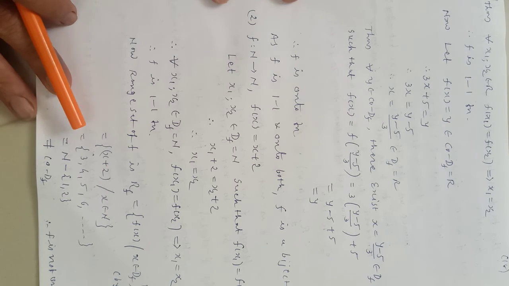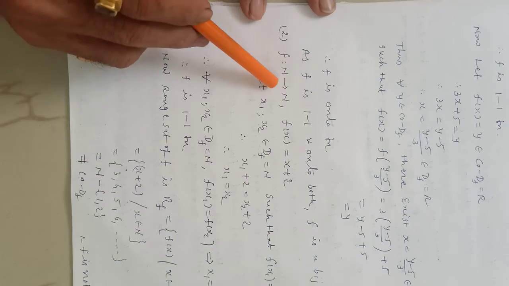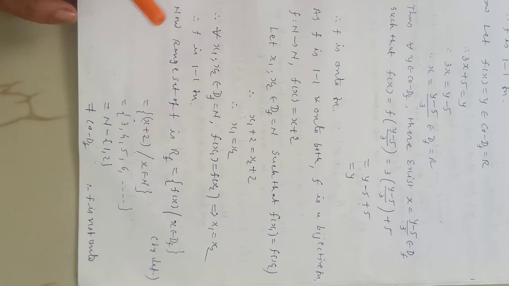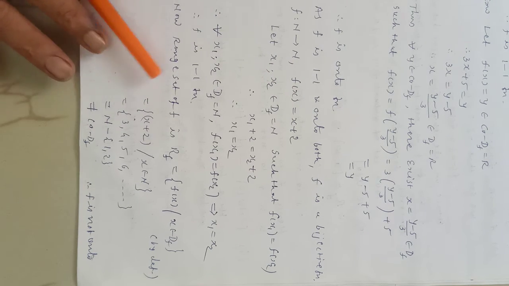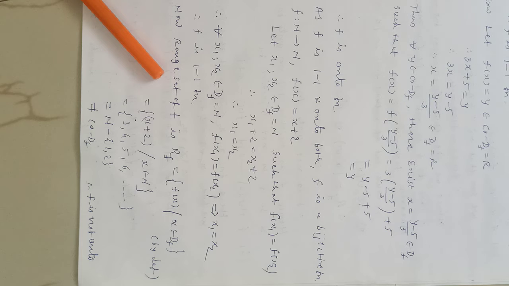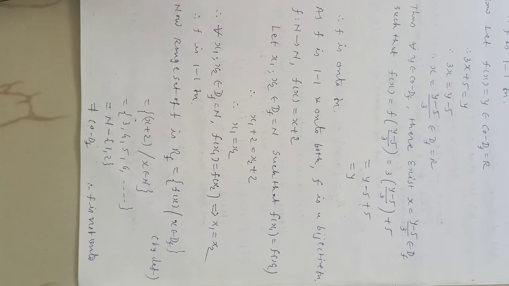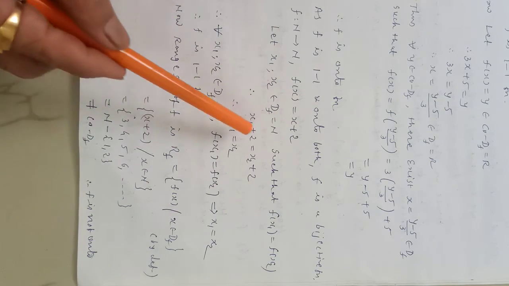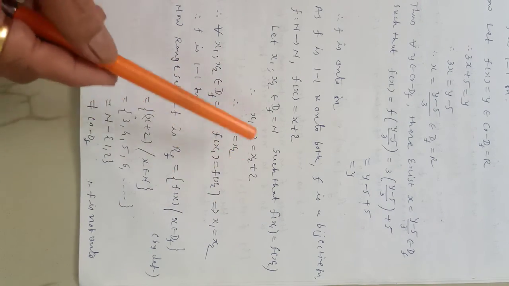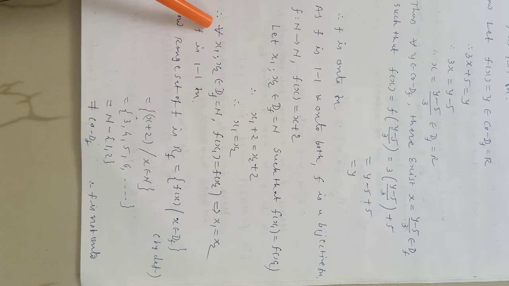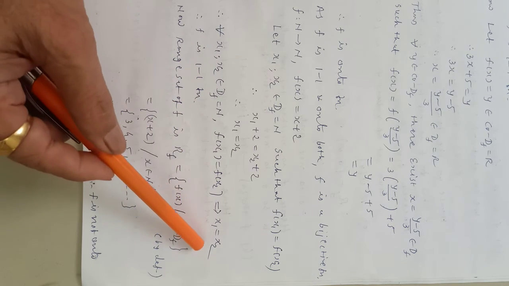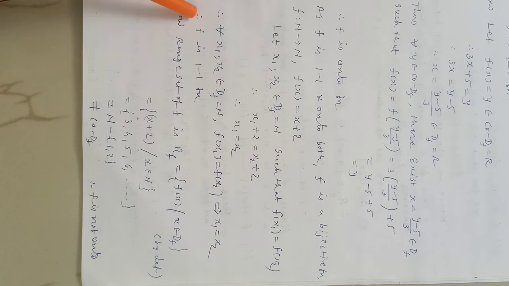Now look at the second function in your example: f from N to N, and f(x) = x + 2. Let's verify whether it is one-one or not. A very simple trick: you start by taking x1, x2 belonging to the domain of f, that is capital N, such that f(x1) = f(x2). Now f(x1) is x1 + 2 and f(x2) is x2 + 2. The 2 cancels, so x1 = x2. So for all x1, x2 in the domain of f, f(x1) = f(x2) implies x1 = x2. Therefore f is a one-one function.